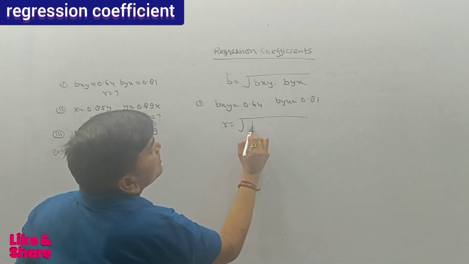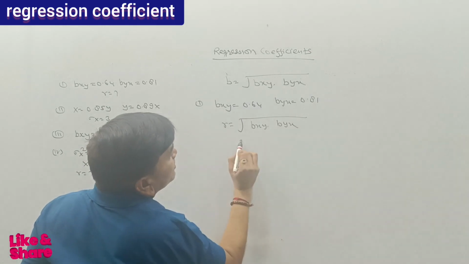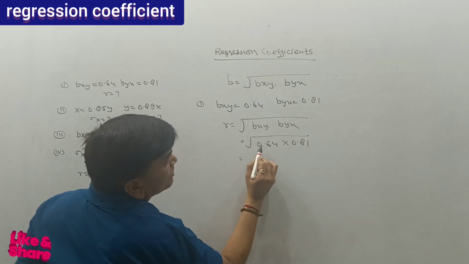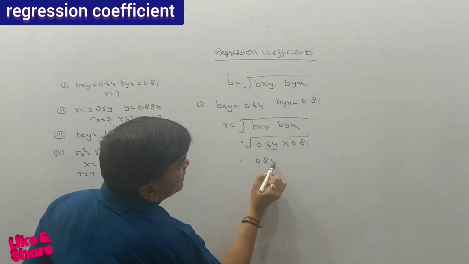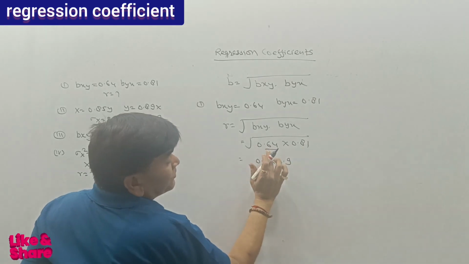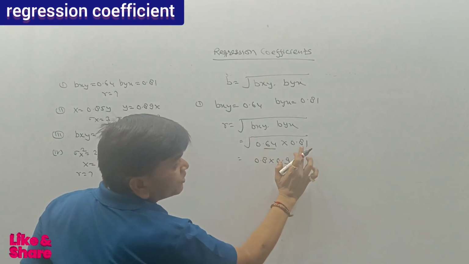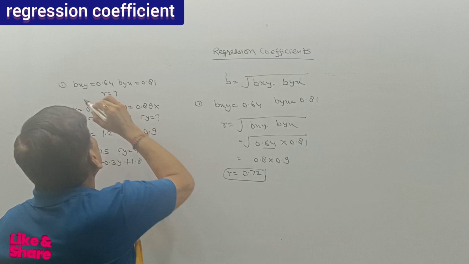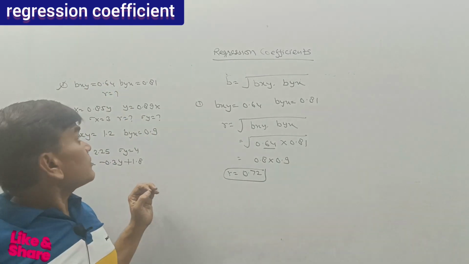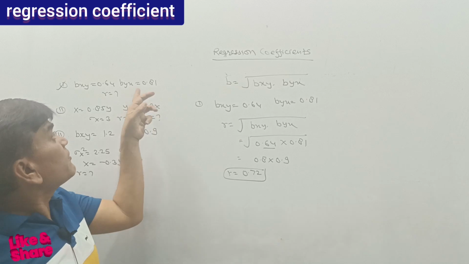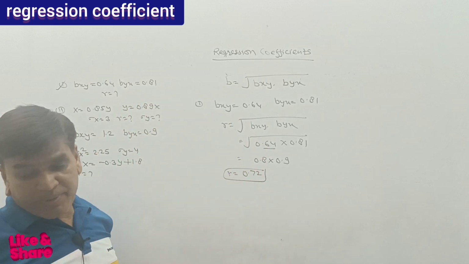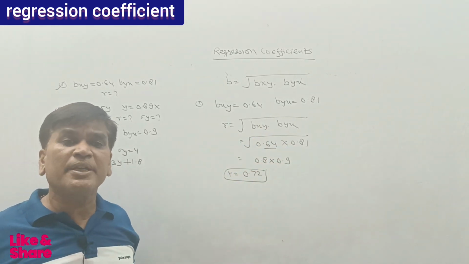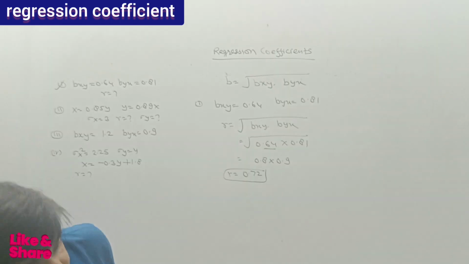The value of correlation is equal to the root of bxy multiplied by byx. So we multiply 0.64 by 0.81. Under root of 0.64 is 0.8, and under root of 0.81 is 0.9. So the value of r is equal to 0.72. So the first question is solved, no problem at all. bxy is given 0.64 and byx is given 0.81. By multiplying these and taking the under root, we get 0.72. So this is the first question.